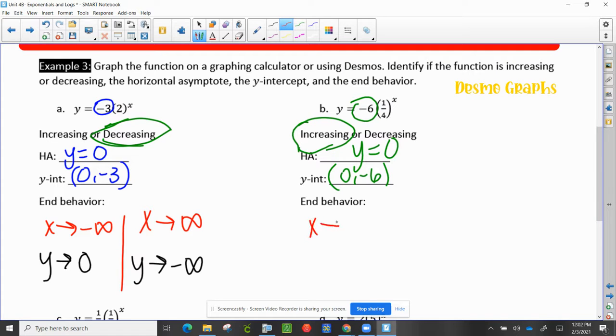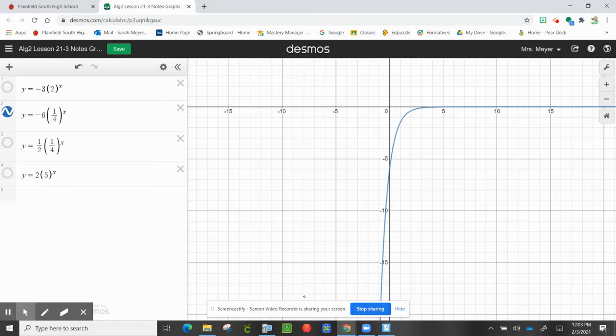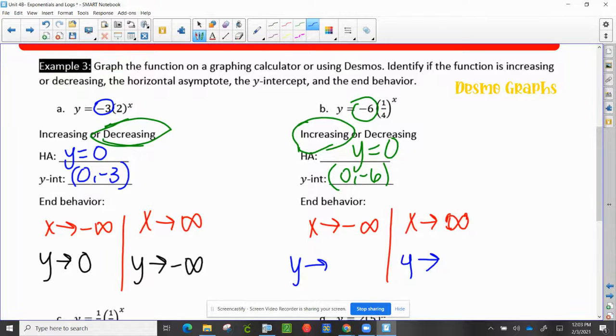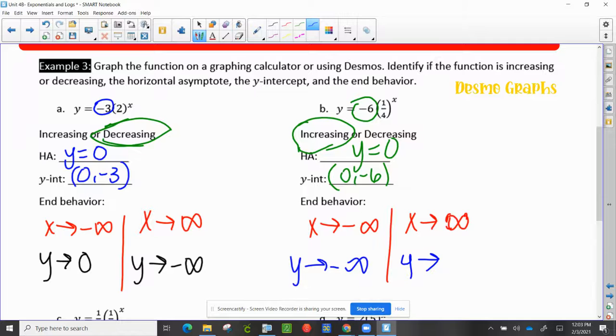And then end behavior. What's the graph doing as we go to the left? And what's the graph doing as we move to the right? We just have to say what y is doing. So what is y approaching for each of these? Okay, so as we move to the left, look at this graph. As we go to the left, it is going down forever. So on the left side, I'm going towards negative infinity. So that means the right side must be approaching my asymptote. So my asymptote we already talked about was at 0.